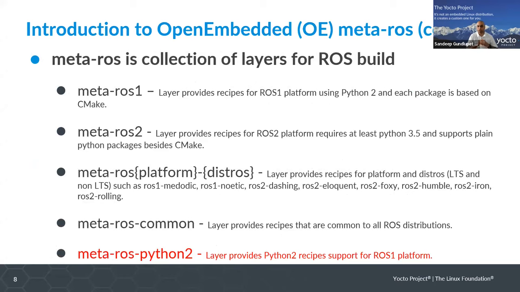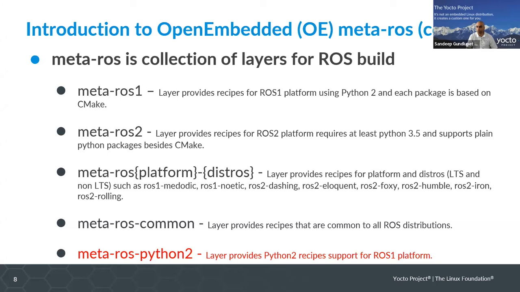Meta-ros contains a collection of layers for the ROS build. It has meta-ros 1 and ROS 2, and each ROS platform has its own distros, which are aligned with the ROS distribution releases. One layer is called meta-ros-common, which provides all the common code for all the ROS distributions. The next layer is meta-ros-python2. This layer is used only by ROS 1. Since meta-python2 is deprecated in the Yocto Project, this is going to go away in future meta-ros releases.